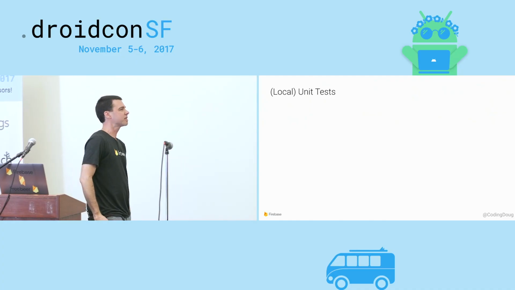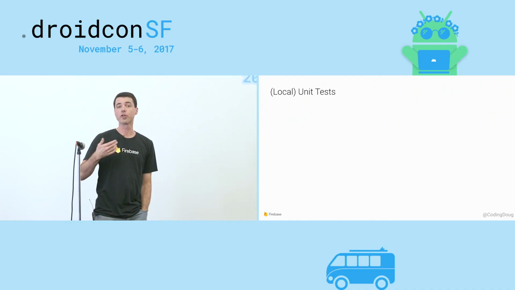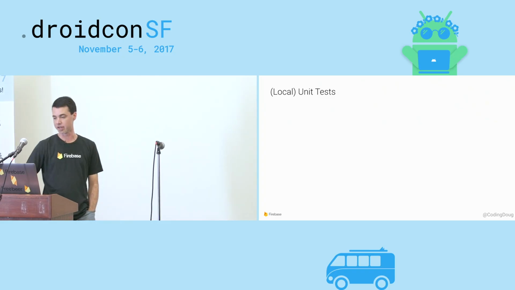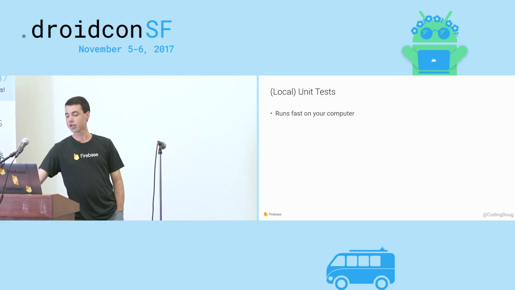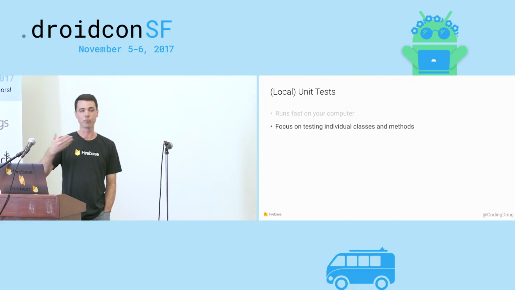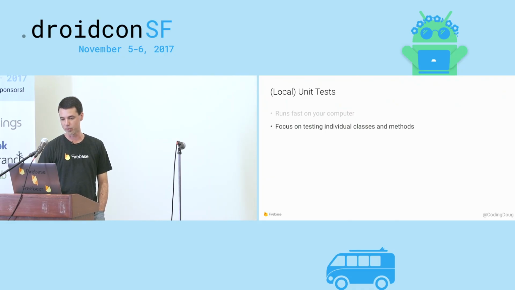Now, like I said, I'm a longtime Java developer, so I also do regular unit testing. And you typically run these locally, so you run them on your machine, not on an Android device. They run faster on your computer. You should get fairly instant results. They focus on algorithms, methods, objects. Do they function the way that you want them to?